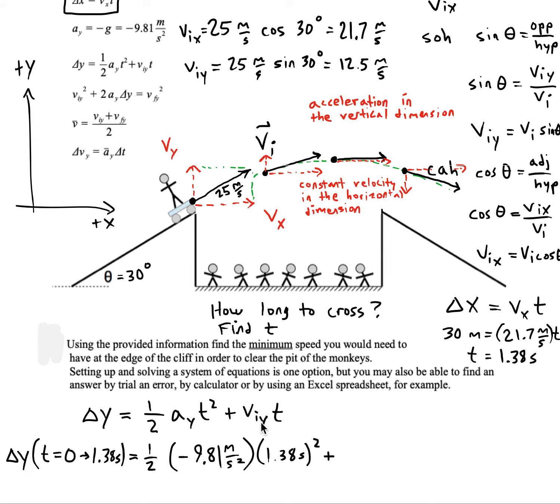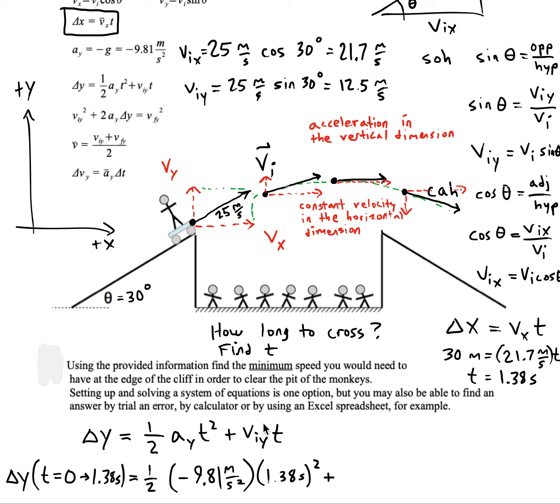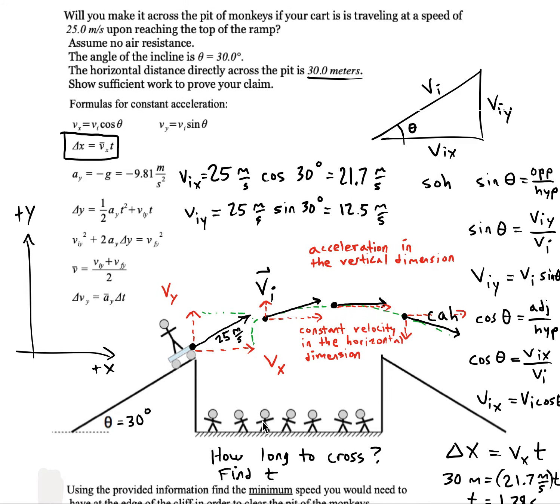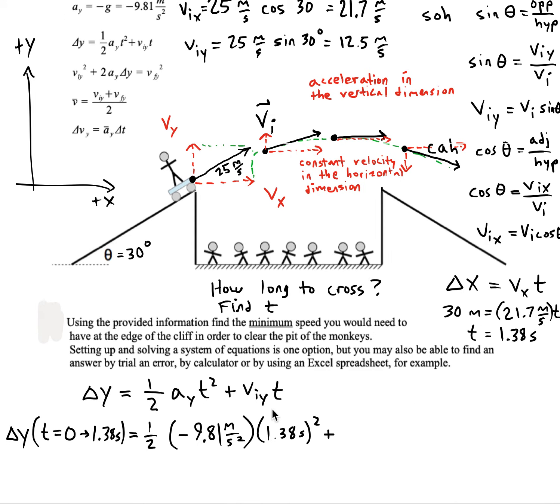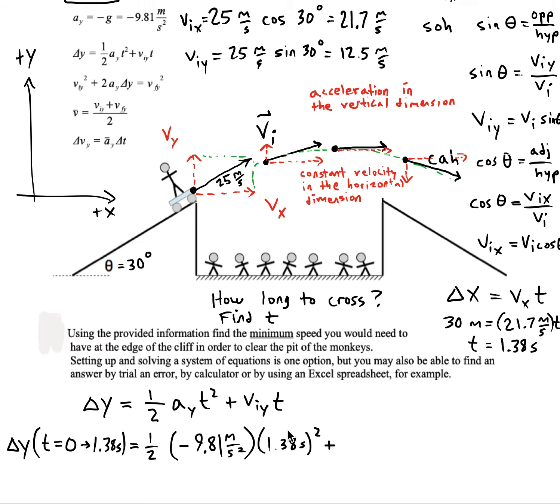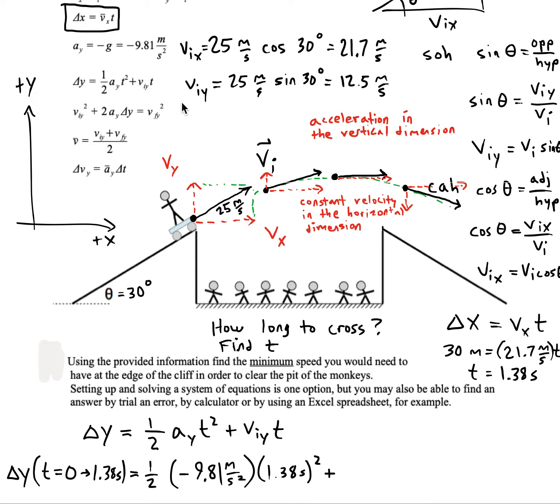Now we have to plug in the right thing for v_iy. A lot of times people get confused and put in the initial speed that the cart was going, but that is not right, because that's its total velocity. Right now we're restricting our calculation to just the y dimension, so you want to use the v_iy that you had found earlier.